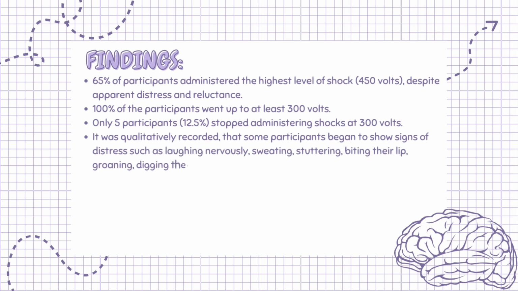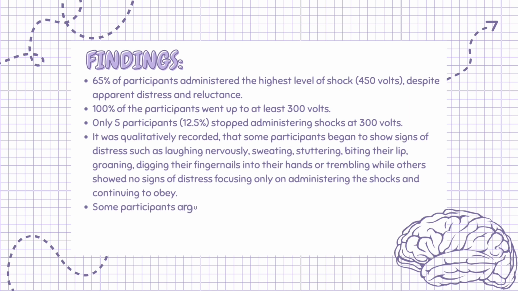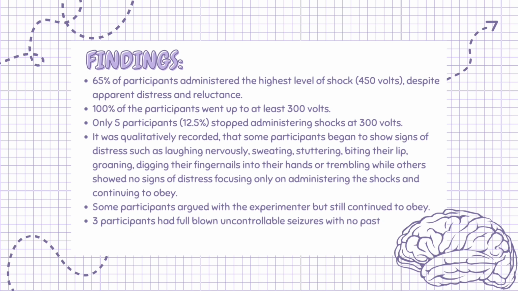It was qualitatively recorded that some participants began to show signs of distress, such as laughing nervously, sweating, stuttering, biting their lip, groaning, digging their fingernails into their hands, or trembling, while others showed no signs of distress, focusing only on administering the shocks and continuing to obey. Some participants argued with the experimenter but still continued to obey. 3 participants had full-blown uncontrollable seizures with no past history of seizures.